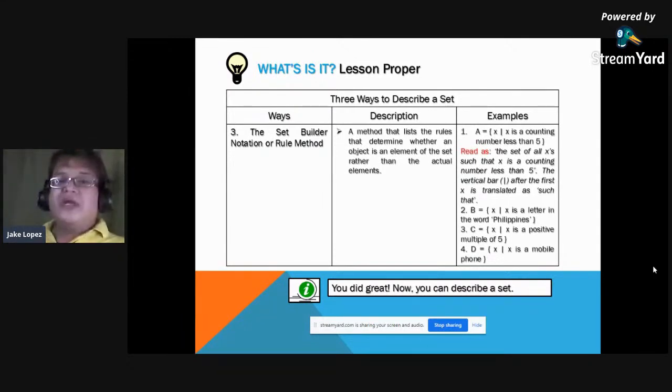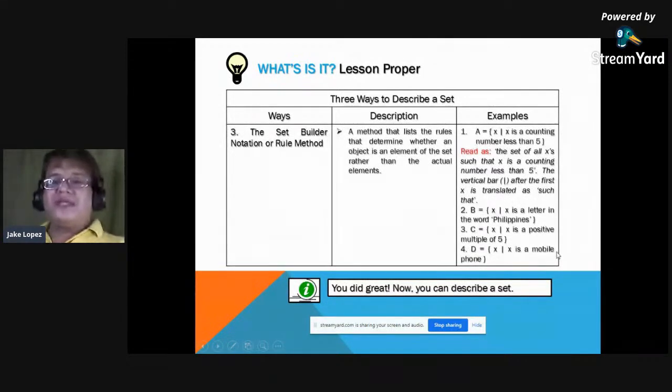So example, we have number 1, A equals, then open brace and then close brace. May nakikita tayong elements sa loob. Ang pagbabasa niyan ay the set of all x's such that x is a counting number less than 5. So yun yung pagbabasa sa kanya. And the vertical bar, yung ito x tapos may isang symbol dito. This is called the vertical bar, and then x. After the first x is translated as such that. So such that ito.